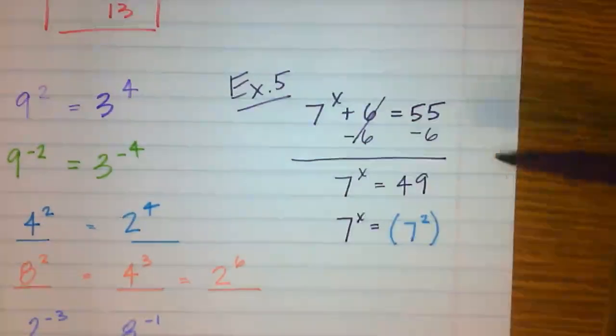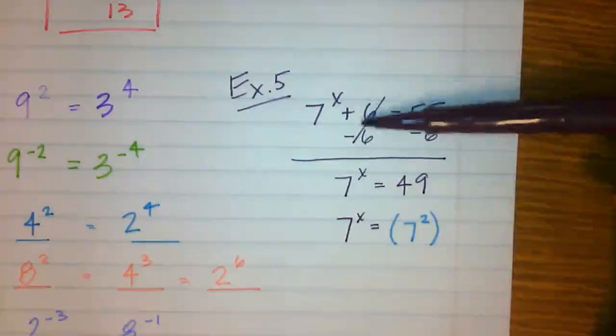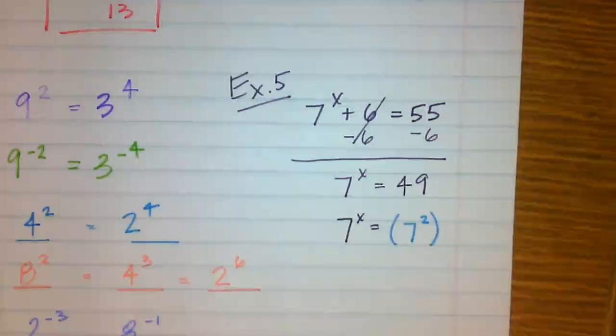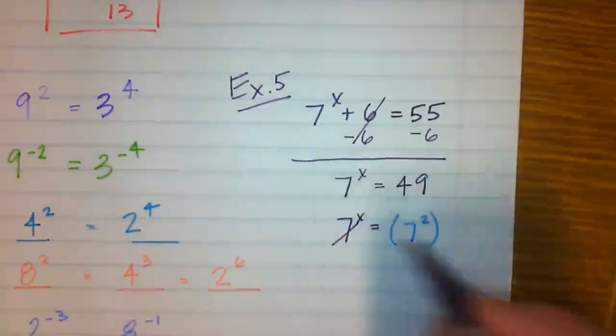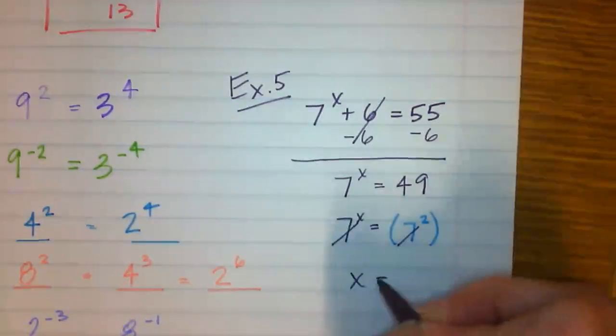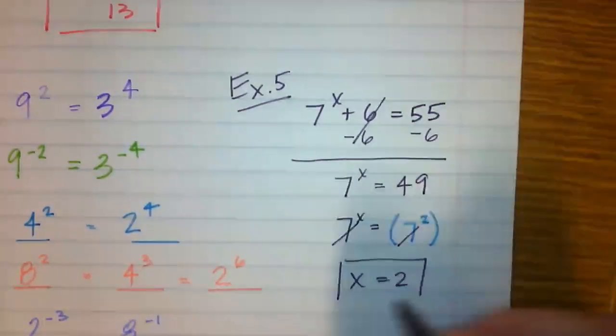So again, all of this is fair stuff because I moved this to the other side. I rewrote that. I haven't changed anything. I haven't affected the value of the equation at all. So now we can cross off our base numbers and we can see that x equals 2.